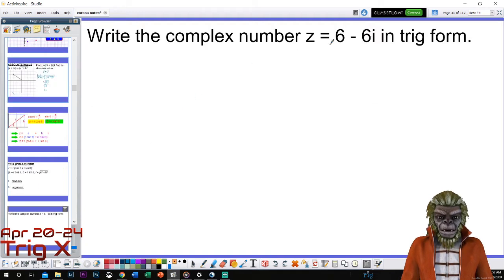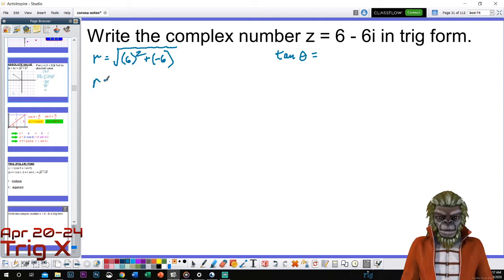We're going to write this complex number in trig form. Hey, it's not so bad. So one thing that you need to know is r. Another thing that you need to know is theta. In order to find theta, we're going to use tangent. Okay, so let's start off with r. We know what we're doing. We're taking the square root and doing the distance formula. That first number was 6. The second number is -6 up here.